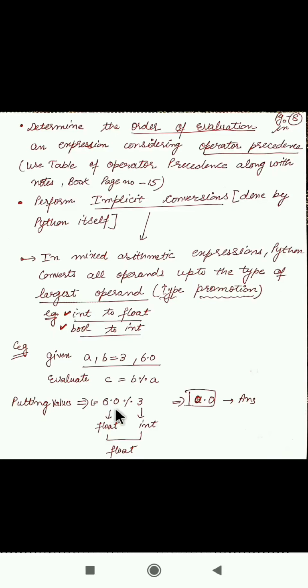We will get this, and what will be the outcome? I told you earlier that int will be promoted to float. This will be done implicitly by the Python interpreter itself. You are not involved in this procedure. It will be done automatically. This is also called type promotion. So your float value and integer value at the last will be converted into float. So the answer will be 0.0.